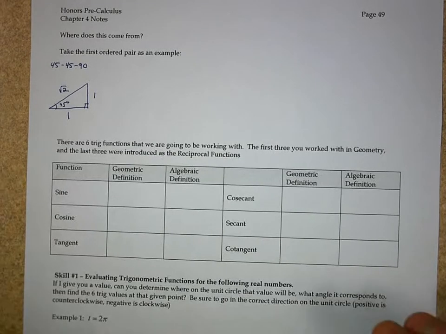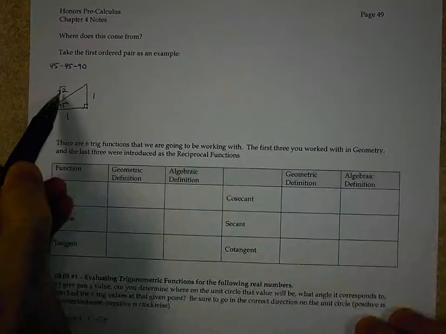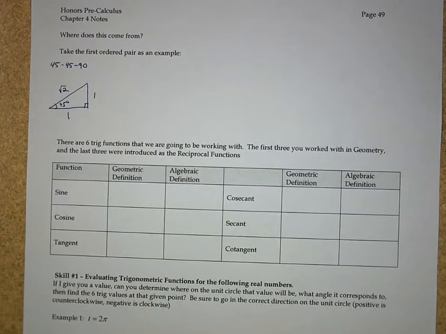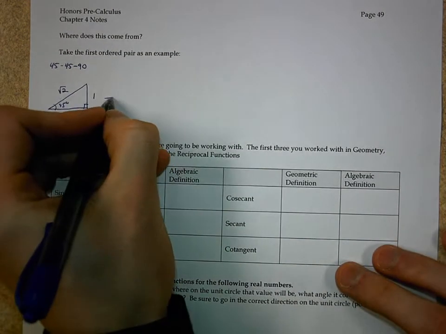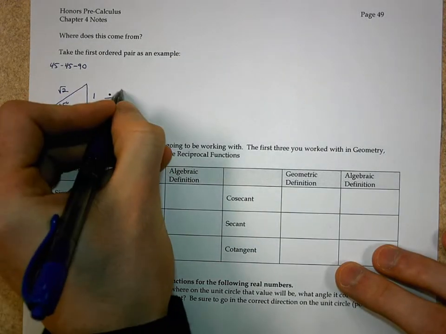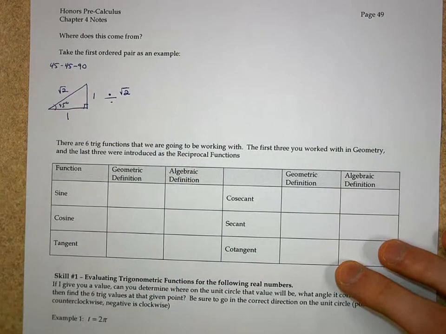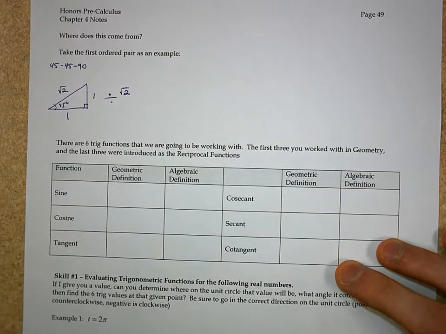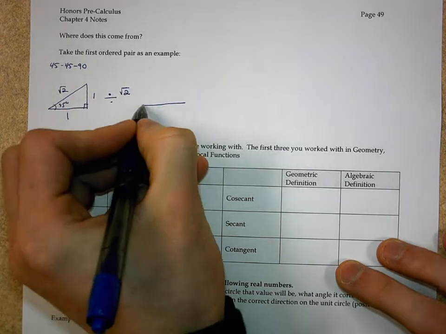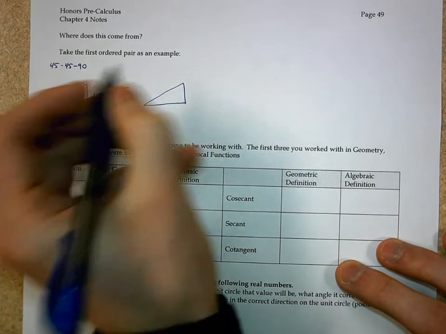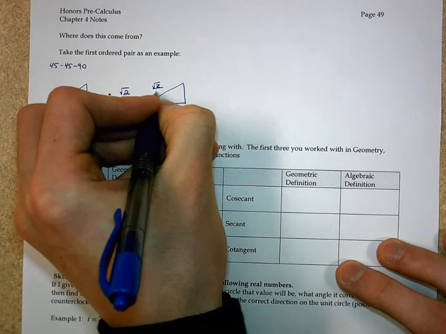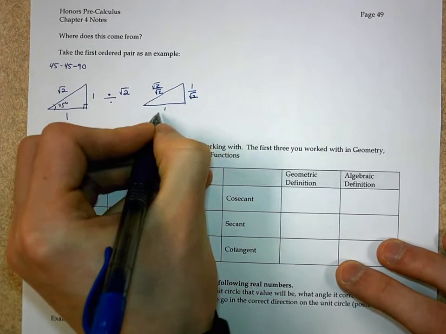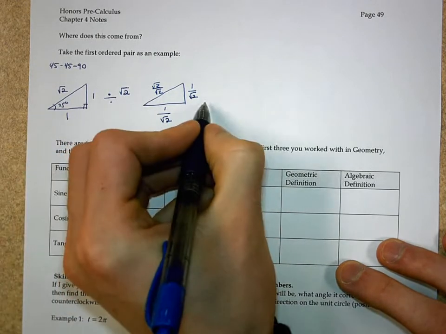So normally my value here was square root of 2. If this hypotenuse has to have a length of 1, the way I force that is I'm going to divide everything by the square root of 2. I'm going to divide all these sides by the square root of 2 since I want to keep the same proportion. And if I do that, this becomes square root of 2 over square root of 2. This becomes 1 over square root of 2. This becomes 1 over square root of 2.